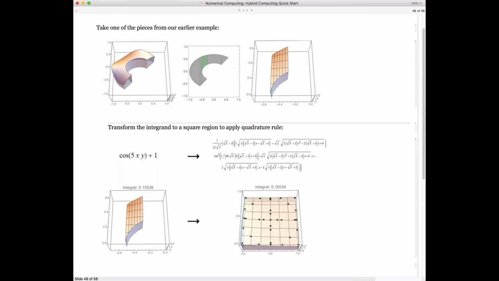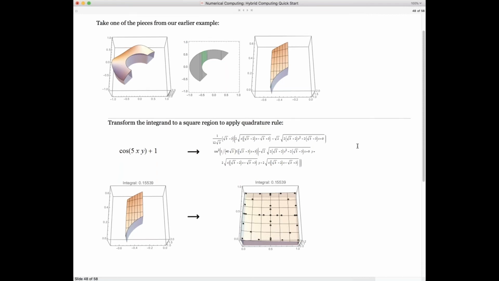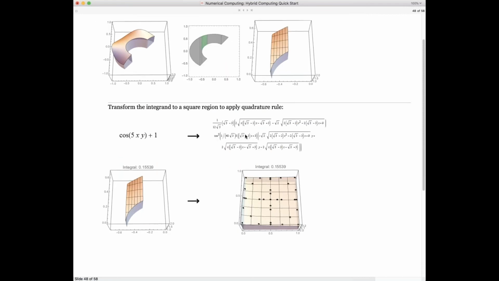This is done using change of variable, as usual in calculus. You may recall that change of variable involves multiplying by the determinant of the Jacobian of the variable transformation. But of course, Mathematica has that part covered. And in the end, for this particular subregion, it turns out that this is the final integrand that Mathematica obtains for a numerical integration. So the original integrand was cos of 5x plus y. So it's a different integrand on a different integration region, but the value of the integral is the same.